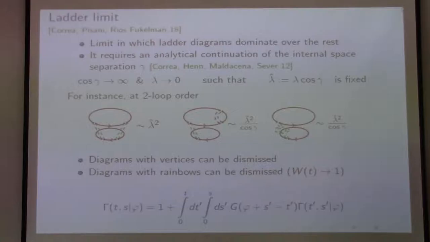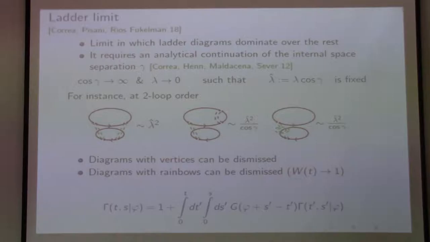Now, let us consider that to any perturbative order you can classify and organize different contributions. For instance, at two loops, you could have two ladders, and in this case this contribution would be order lambda hat squared. You could have a ladder and a rainbow, but the rainbow doesn't have one cos gamma, so you have lambda hat squared over cos gamma. And also, if you have some interaction diagram, imagine a loop correction to the propagator, this is also going to be lambda hat squared over cos gamma. You have only one cos gamma here, and you have cos squared here. So by taking this limit in which lambda hat is fixed and cos gamma goes to infinity, these two diagrams are suppressed in comparison with this diagram.